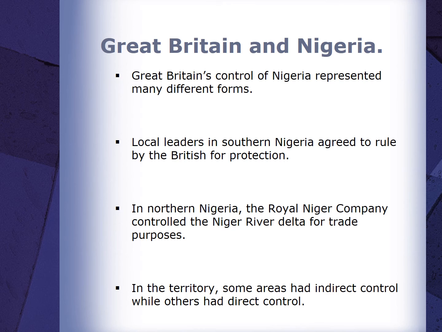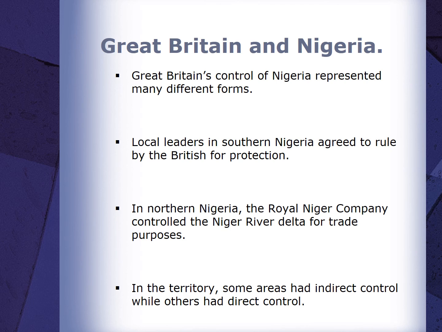So local leaders in southern Nigeria agreed to rule by the British for protection. So they had more freedom and a little more ways of ruling by themselves. Since they agreed to British rule, they were able to do a little bit more with how they ruled things. Now in northern Nigeria, there's a little more negativity towards British rule, and the Royal Niger Company, which I believe was involved in the palm oil business, controlled the Niger River Delta for trade purposes.